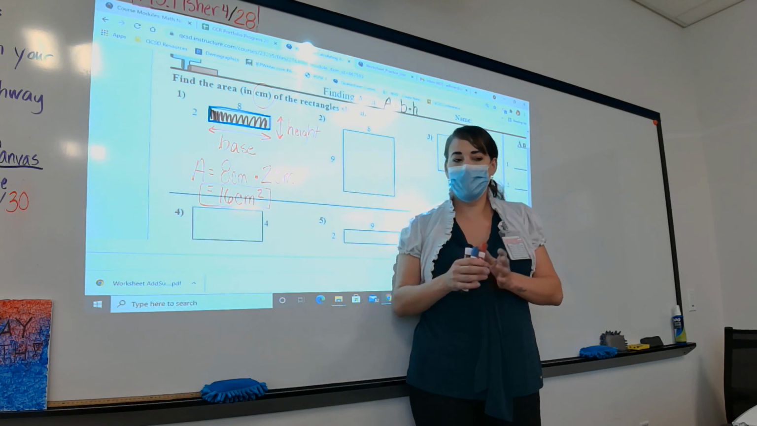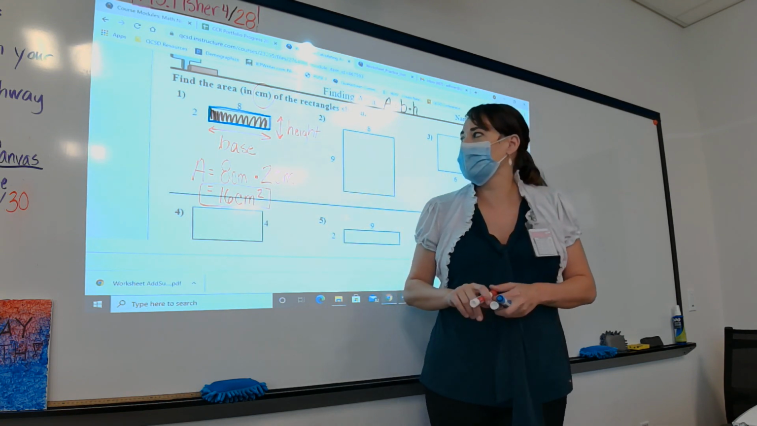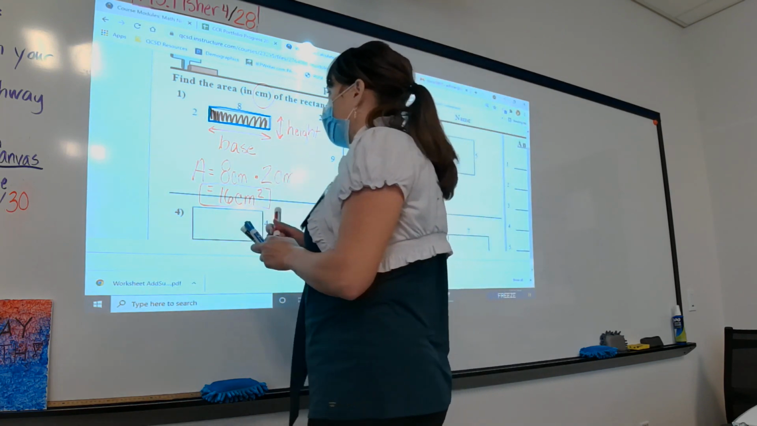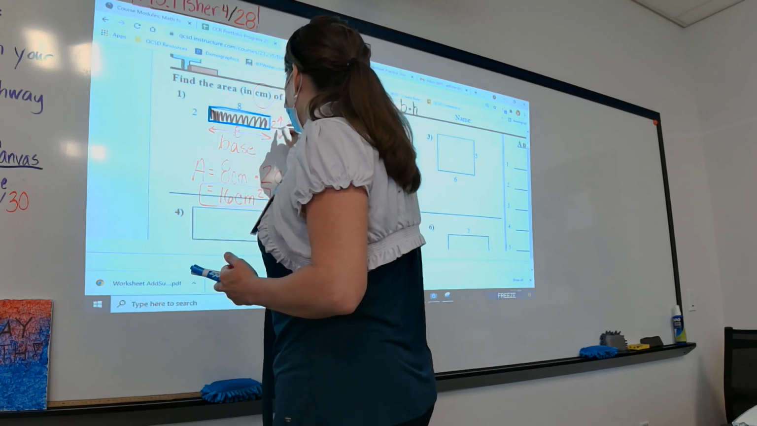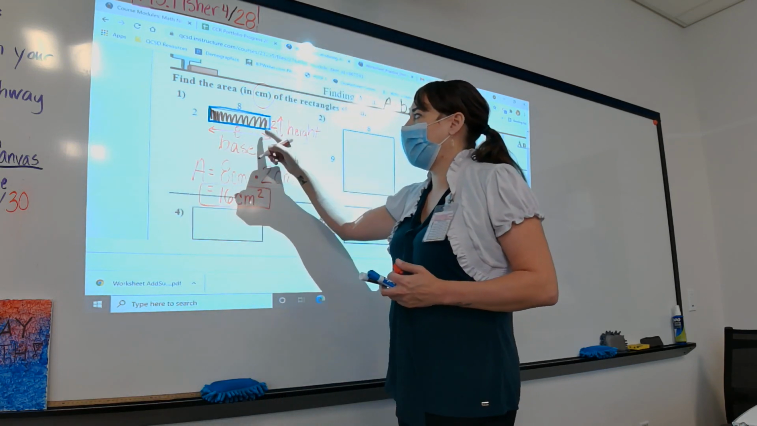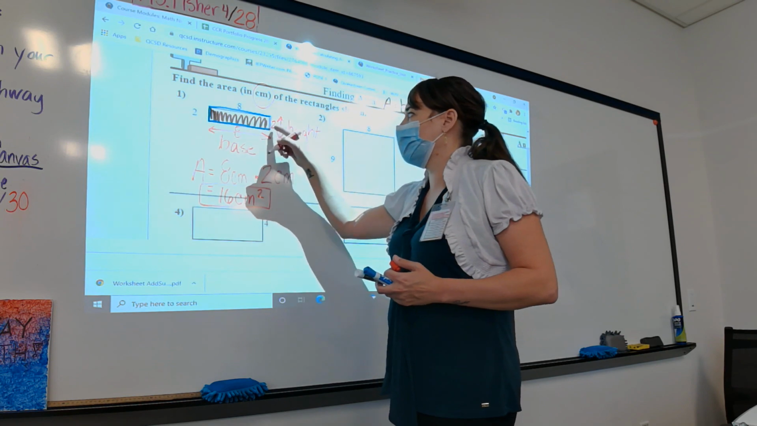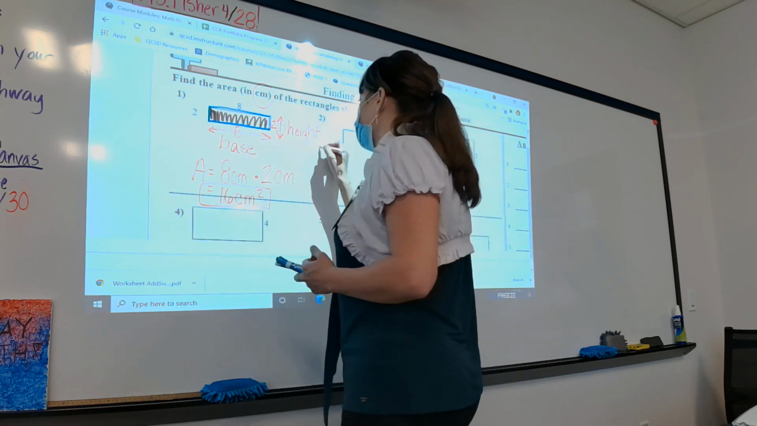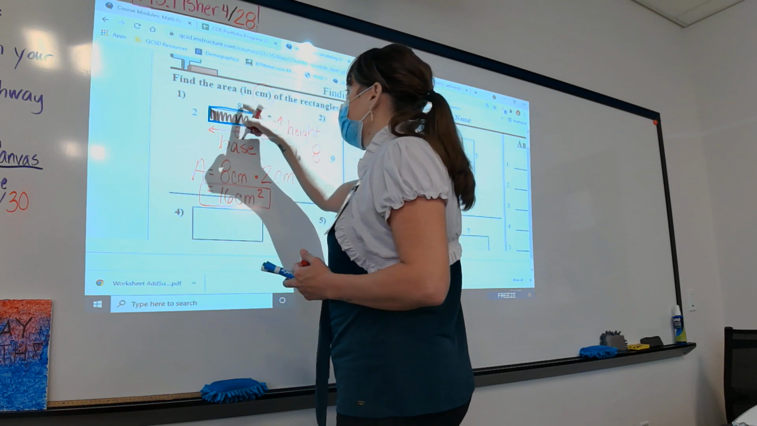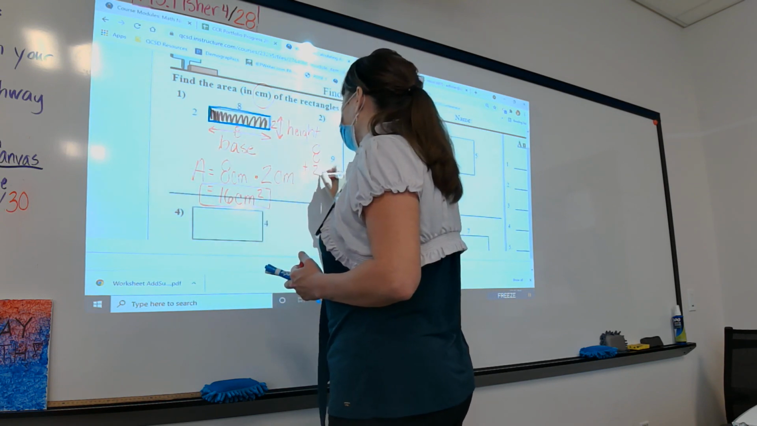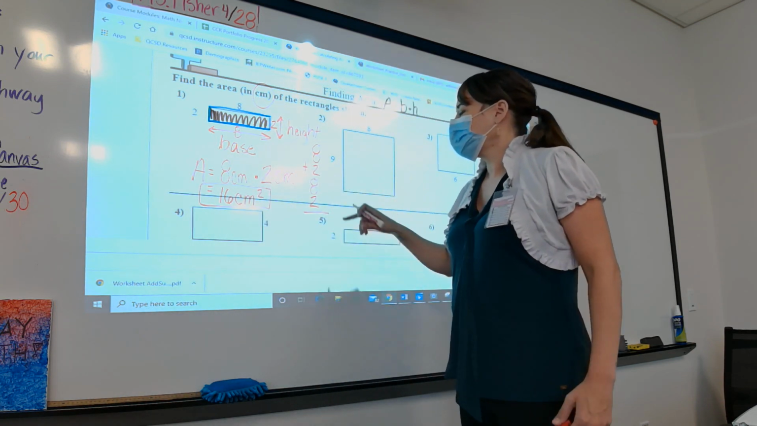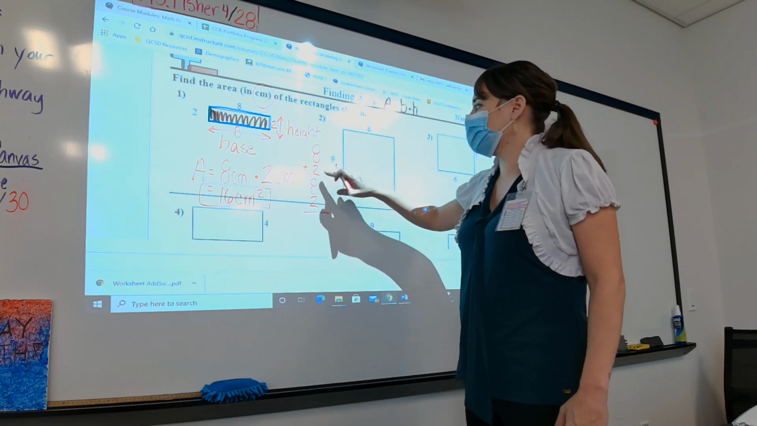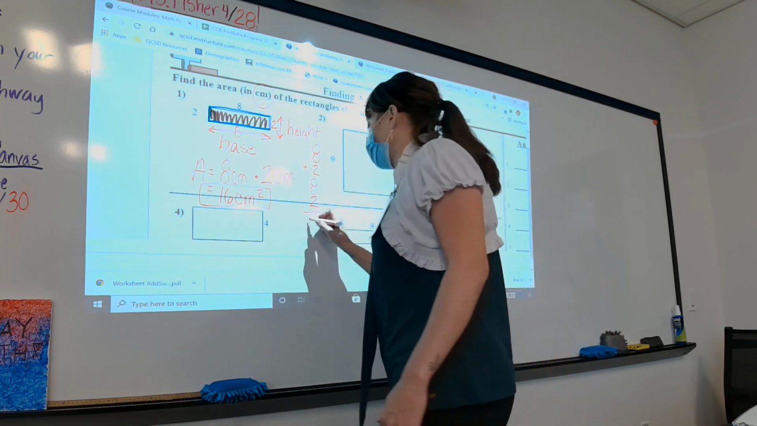They aren't squared, right? So if I was calculating the perimeter of this, this would be 8. This would be 2. So perimeter, you add up all the sides because you're walking around the figure. So I would say 8 plus 2 plus 8 plus 2. Okay. 8 plus 8 is 16, plus 2 is 18, plus 2 is 20.